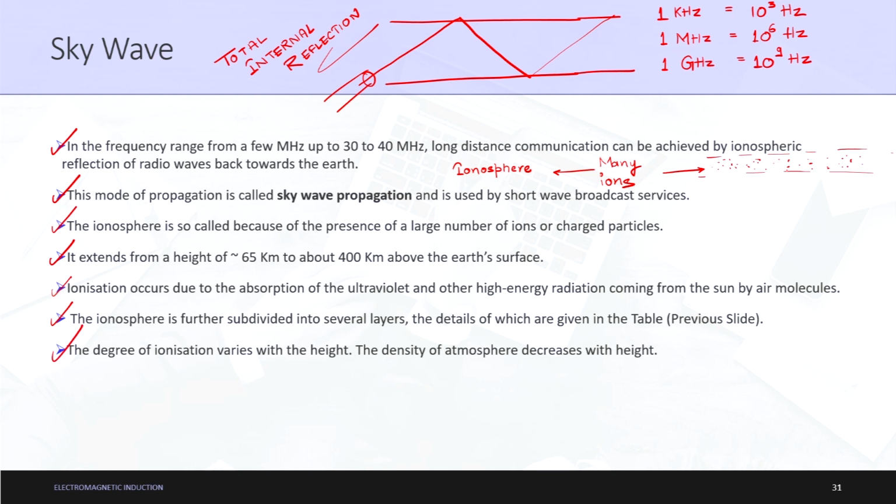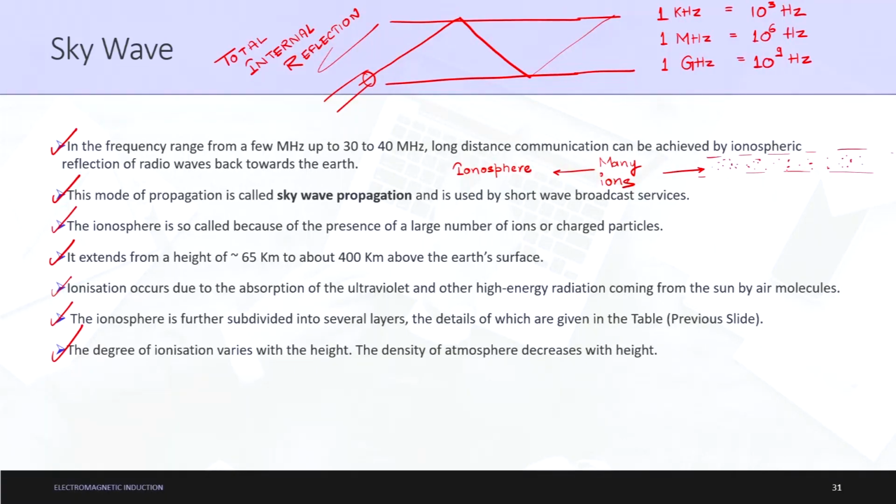So, if you keep on increasing, maybe the ionization will decrease or maybe the ionization will increase, and similarly the density of atmosphere decreases with height, that is at lower heights the density is maximum, and as we go above the density keeps on decreasing. So, density is inversely proportional to height. So, this complete slide was based on what is ionosphere, how the ionosphere is changing, why it is called ionosphere, what are the subdivisions of ionosphere and so on.